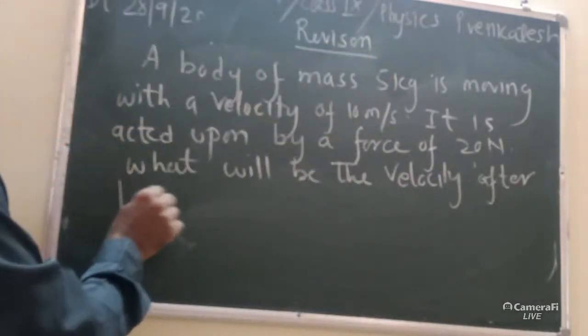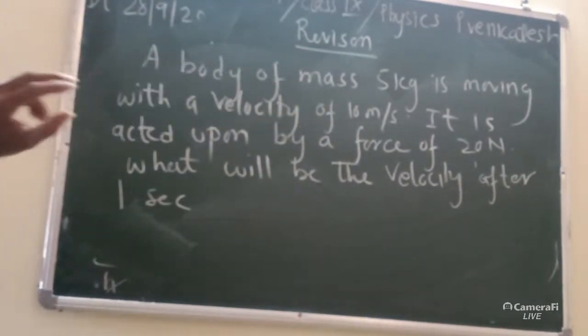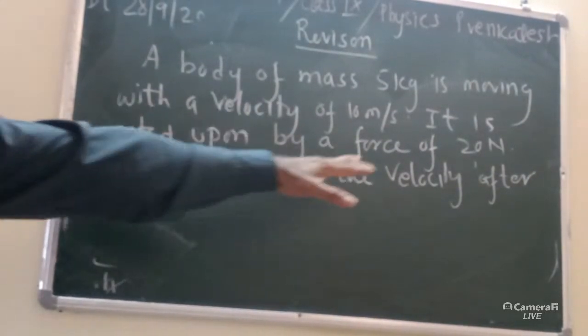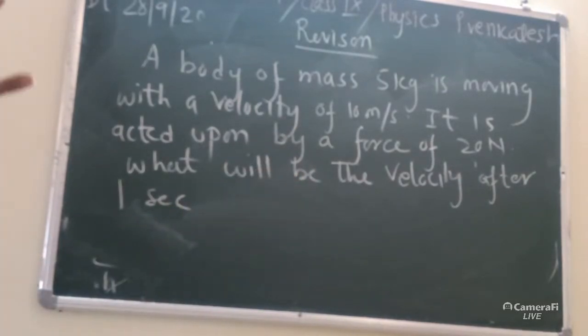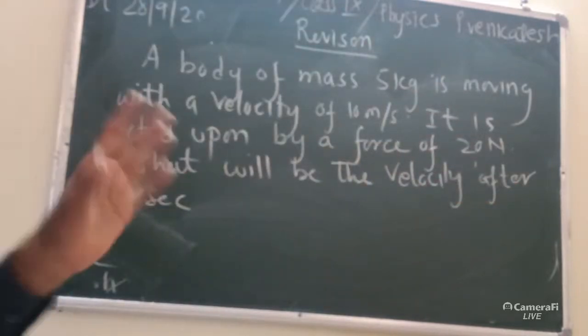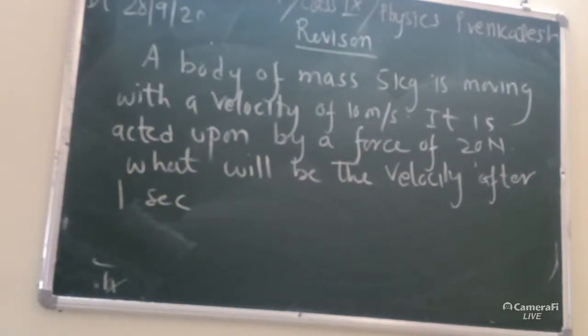After 1 second. See here what is given, a body of mass 5 kg is moving with a velocity of 10 meter per second. It is acted upon by a force of 20 newtons. What will be the velocity after 1 second? They will give four options. You guys have the choice. Okay, this type of question. Here I may change the weight and all that things. Write down first. Now I want to check whether the class is going right or not.